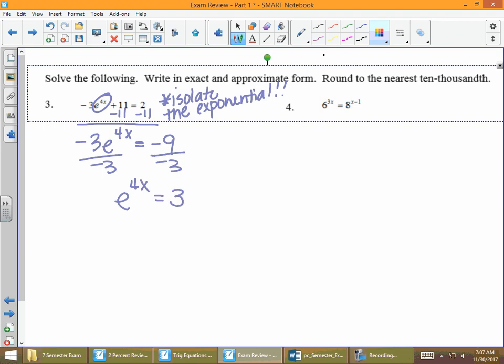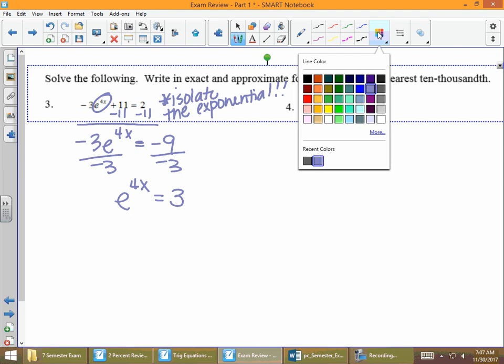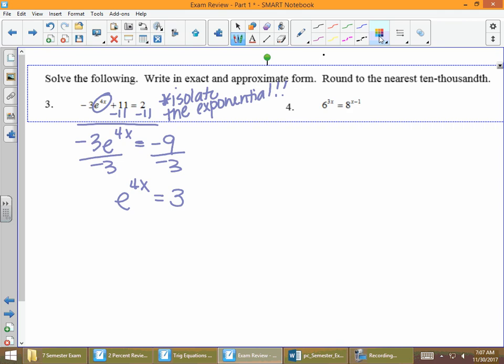Now my exponential is all by itself. So now is when we introduce a log. I'm going to use natural log since the base of my exponential is e. Just remember, when you take the log of one side, you have to take the log of the other.